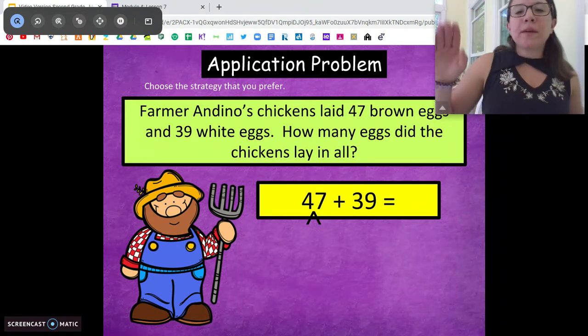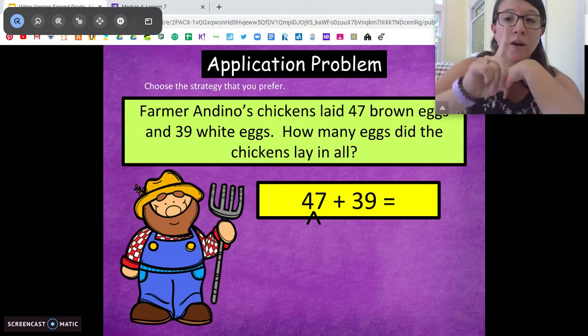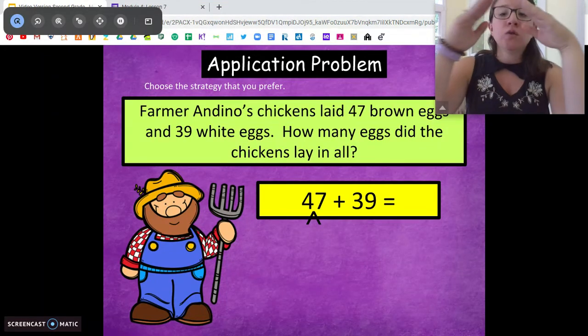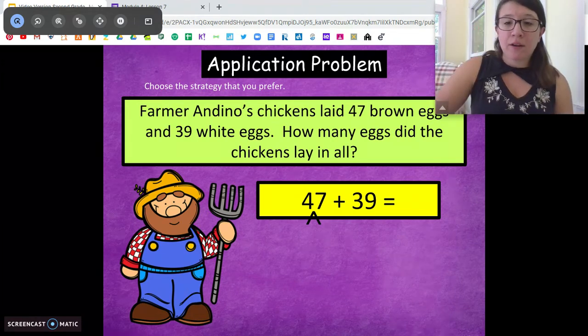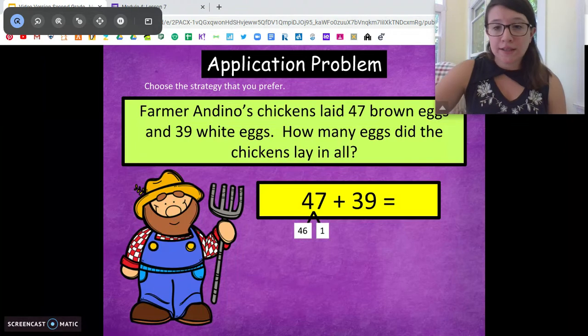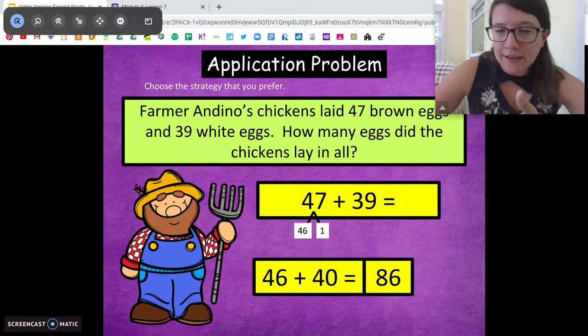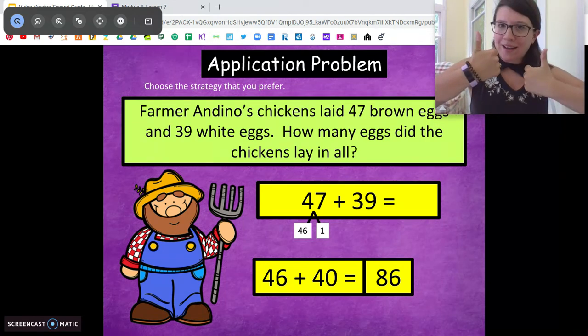Got it? Okay, so I'm going to do the number bond way first. So I'm noticing 39 needs one more to get to its 10. So I'm going to break 47 down, and I'm going to have a part of 1 and 46. I'm going to add 39 plus 1 to get to 40, and then add those extra 46 in. So I get to 86 chickens. Thumbs up if you got that.